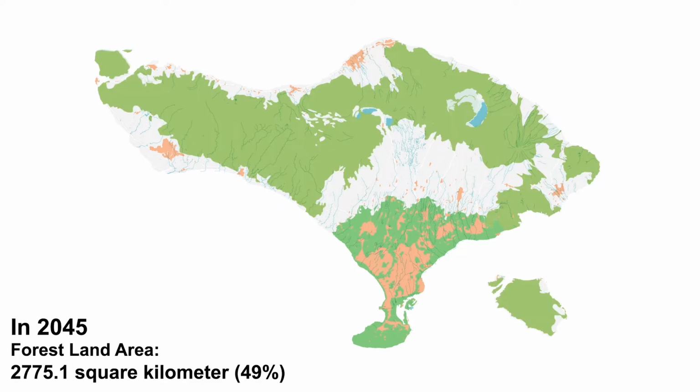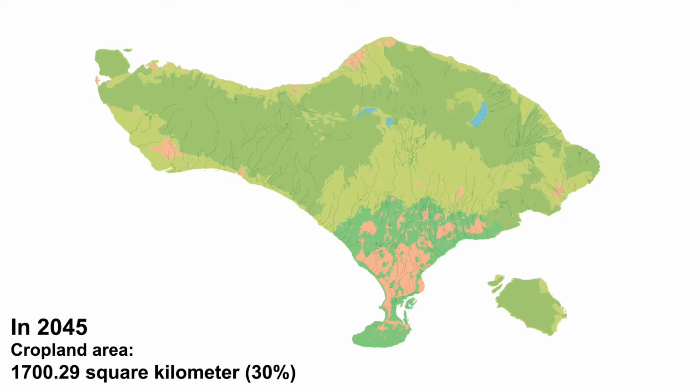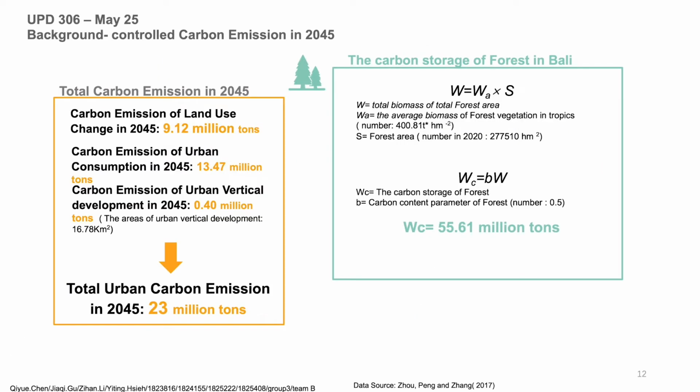Secondly, we will increase the forest land in the whole Bali Island, which increases the area of the carbon sink. In our scenario, the farmland will be decreased due to more intensive agricultural development. Overall, the carbon storage of the forest area in 2045 will be increased to about 56 million tons, which is higher than the carbon emission of the urban area.